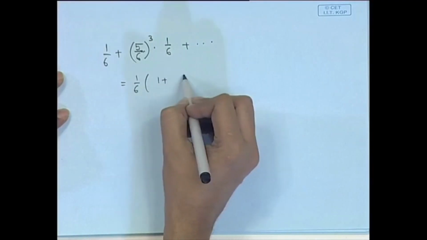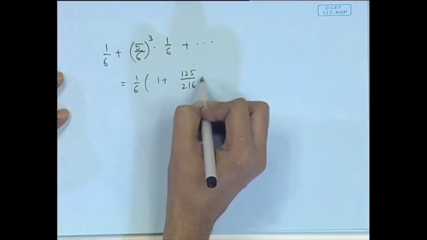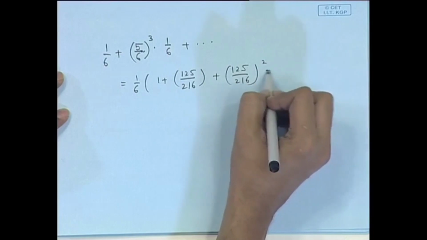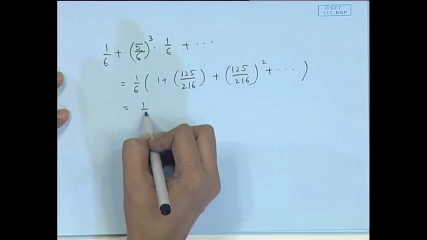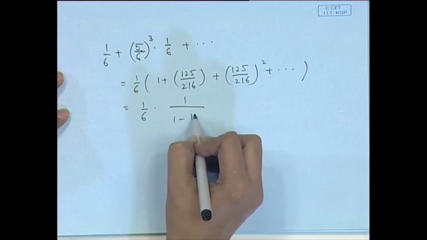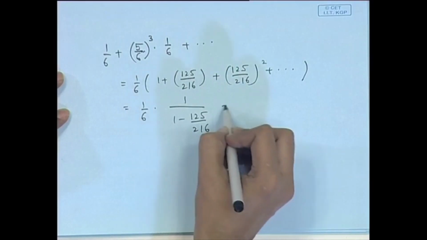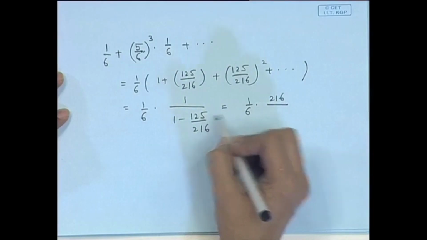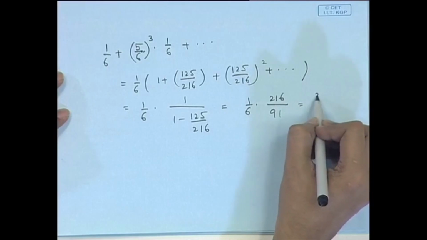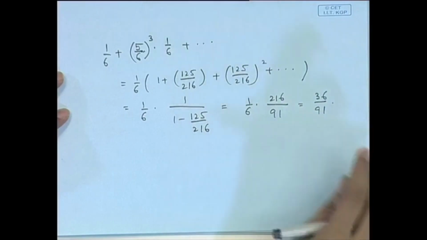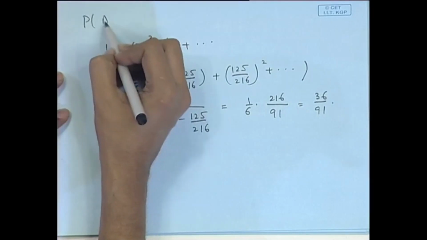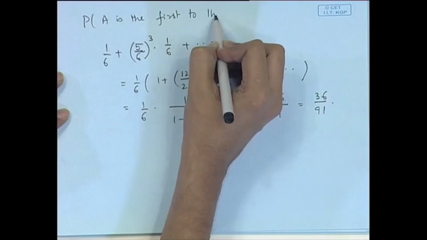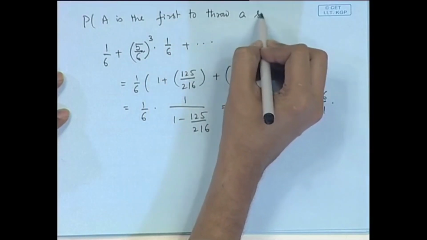infinite geometric series that is equal to 1 by 6 times 1 by 1 minus 125 by 216, that is equal to 1 by 6 times 216 by 216 minus 125, that is 91, which is equal to 36 by 91. That is the probability that A is the first to throw a 6.